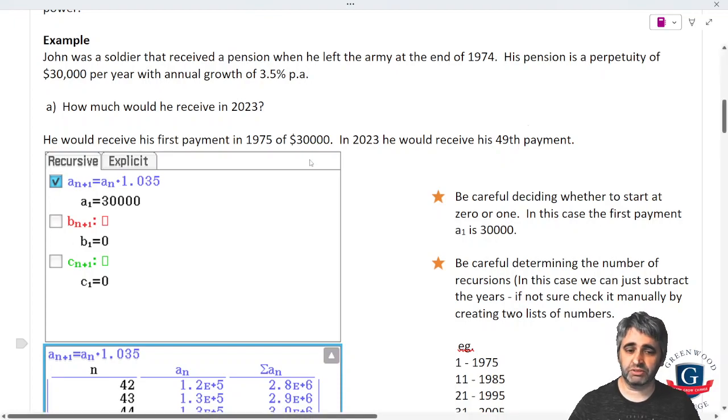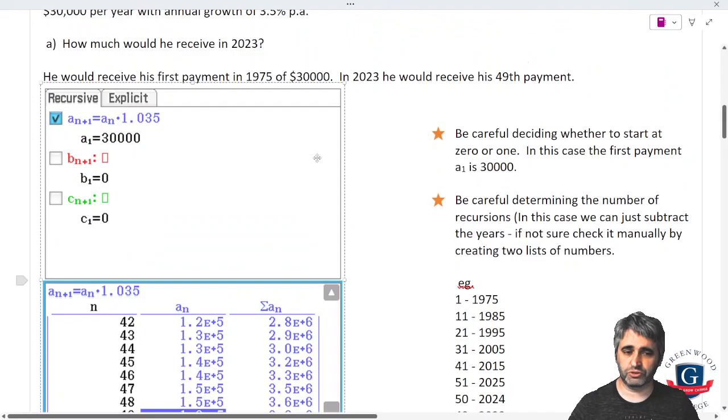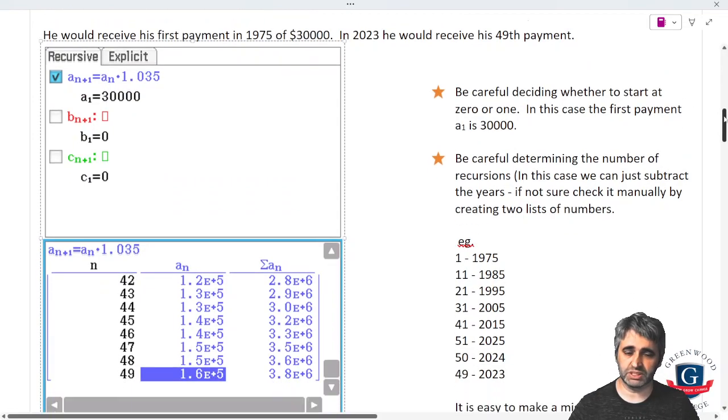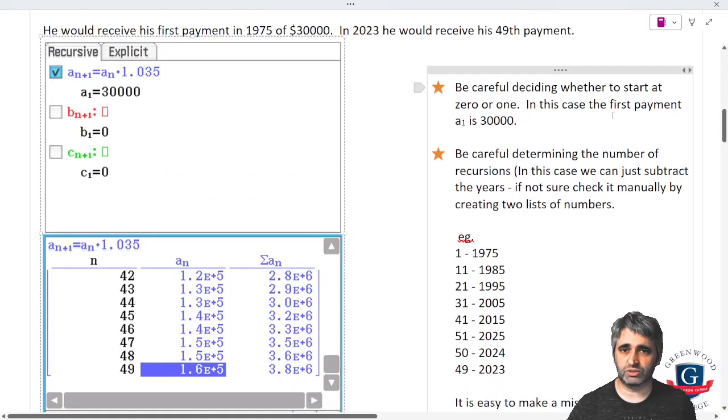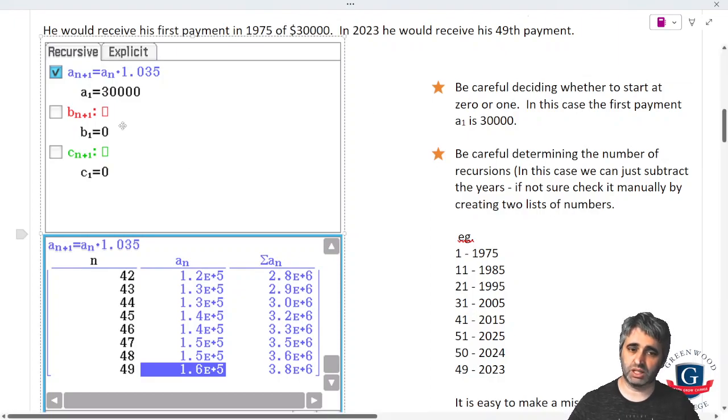Well, we have to be careful with this because the first day, D1, is not always obvious, and also the end point is not obvious. So here's what I do. I'll set up the perpetuity in recursive mode. So that's increasing by 1.035.